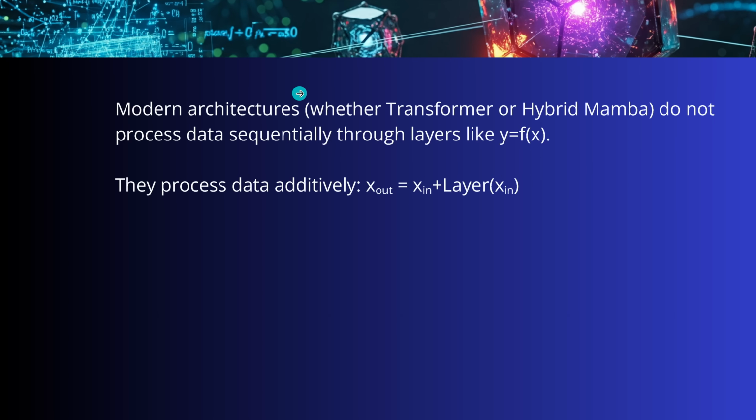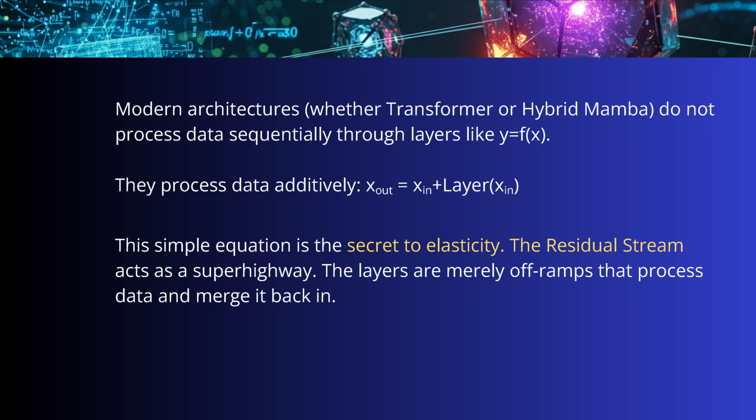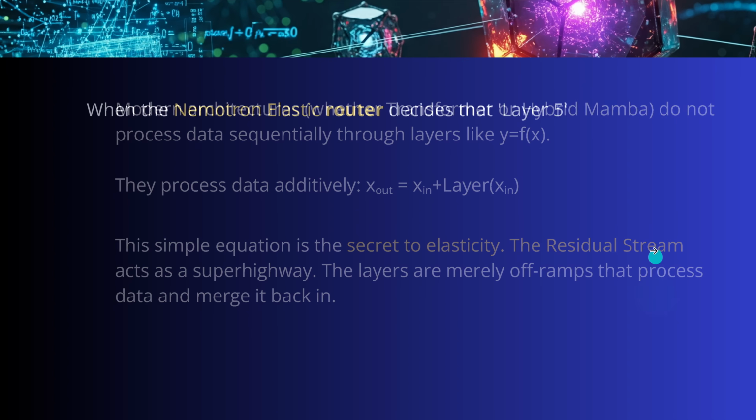Now, you know that modern AI architectures, whether a transformer or hybrid Mamba blocks, do not process the data sequentially through the layers like y equals a function of x. They process the data in addition. No? You have x incoming and a layer of x incoming. Beautiful. And you know what? This is the secret to the elasticity idea. Now, the residual stream acts as a superhighway. These skip connections that we already had for years in our transformers are now repurposed. So those layers are merely now off-ramps that process data and merge it back in.